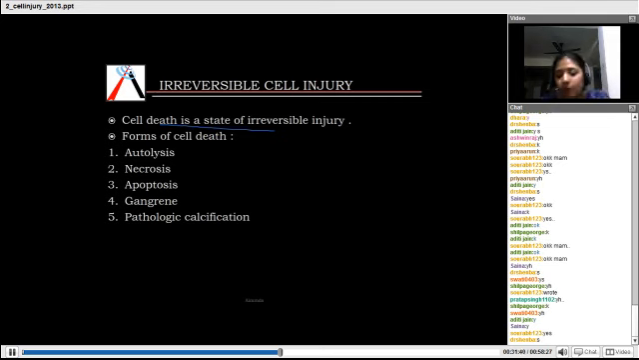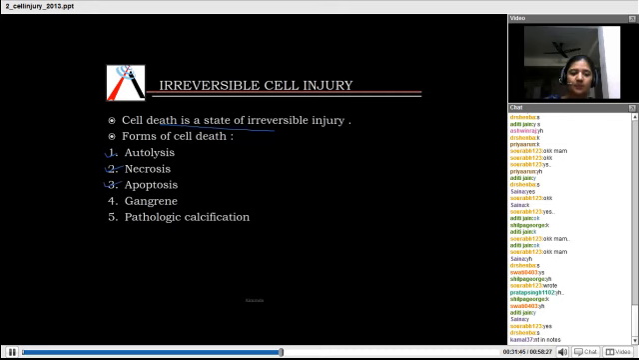Now we have different forms of cell death. The cell can die in different ways. It could be autolysis, through necrosis, through apoptosis. This particular slide is not there. There could be now these two things: gangrene and pathologic calcification. These happen after apoptosis or necrosis.